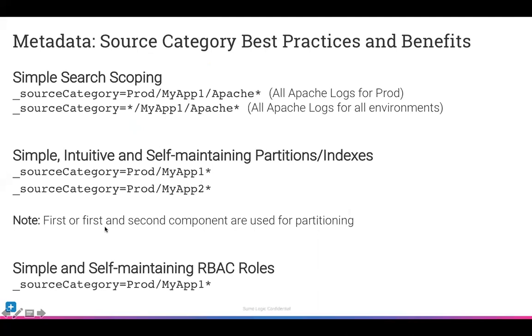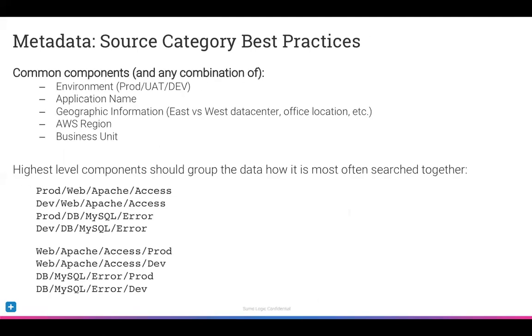And then the third one to talk about is if you use role-based access control roles. So for example, if you want to have someone who only has access to my app1 data, you would specify that in their roles. And you can use source category for that kind of stuff as well. Again, source category is not only used for searching, you'll use it for partitions, you'll use it for role-based access control as well. So coming up with a good naming convention makes sense.